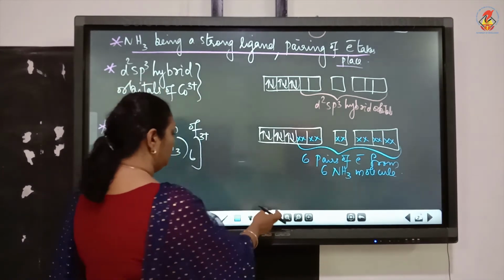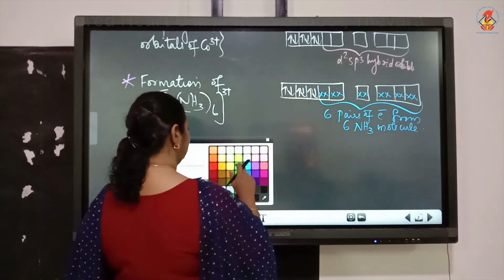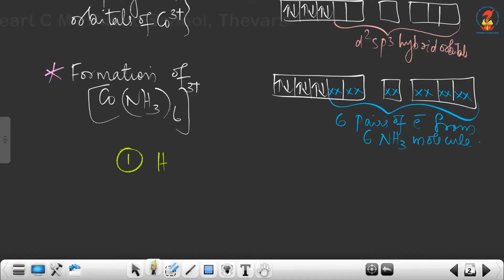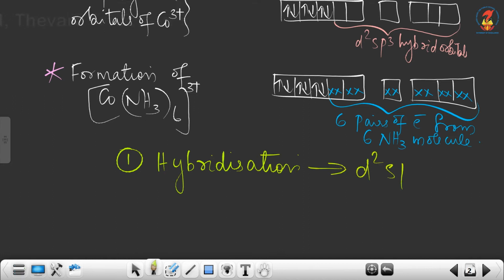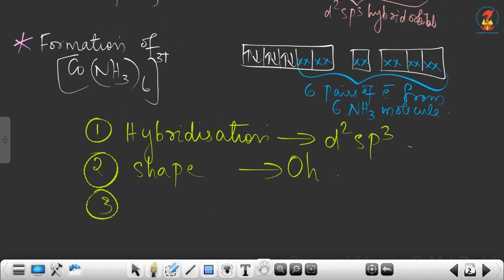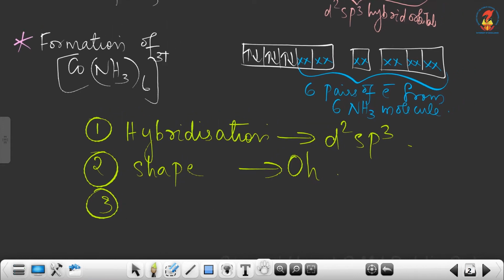Now after this you have to write three things. The first thing is the hybridization. What is the hybridization of this complex? d2sp3. Next you have to write the shape. What is the shape of the complex? Octahedral. Next you have to write whether it is diamagnetic or paramagnetic. To check that, you have to look at the last step, the formation of the complex.